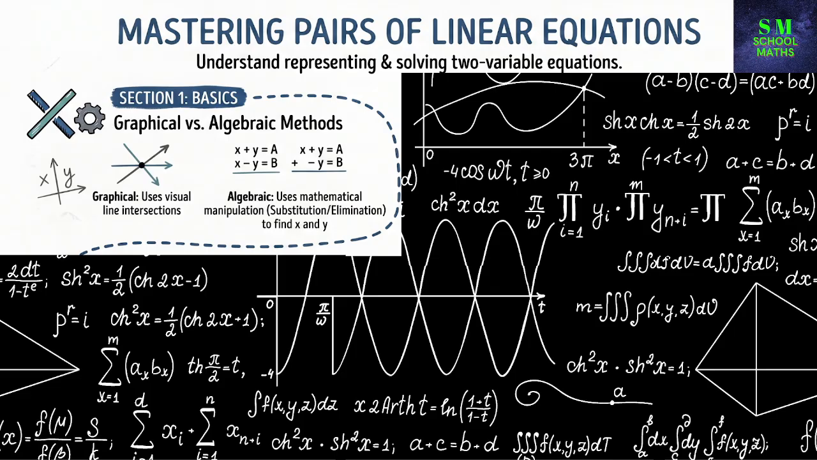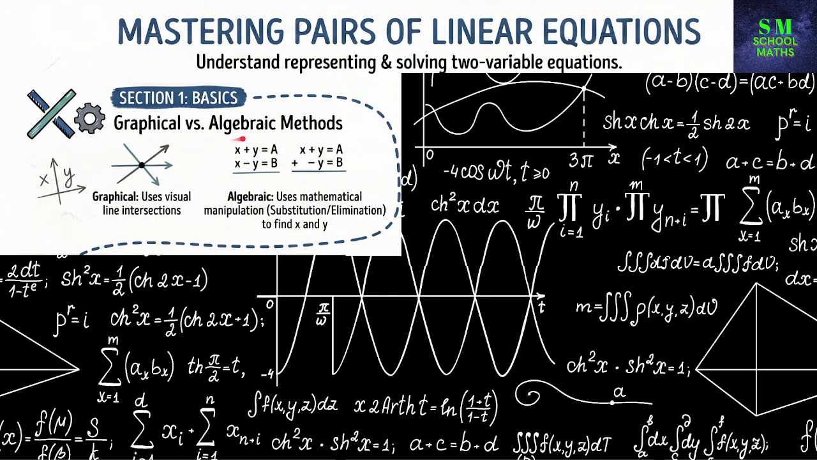A linear equation just represents a straight line. When we have a pair of them, we are trying to find where they agree. There are two ways to do this. Graphical method. Imagine drawing both lines on a graph paper. The exact spot where the two lines cross each other, the intersection point, is your answer. It gives you your x and y values visually.